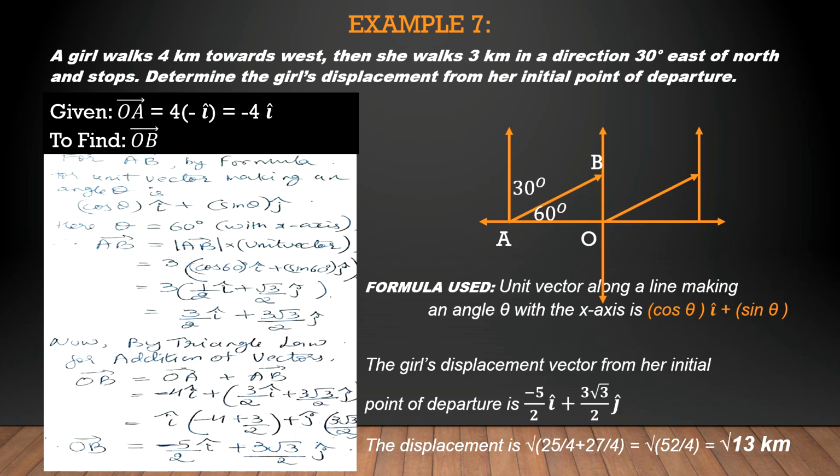By the triangle law for addition of vectors, what is OB? OB is OA plus AB. OA we have seen is minus 4 i, plus AB we have just obtained. When you simplify, we get vector OB as minus 5 by 2 i cap plus 3 root 3 by 2 j cap. Hence the girl's displacement is given by the vector minus 5 by 2 i cap plus 3 root 3 by 2 j cap. And the magnitude of the displacement will be equal to root 13 kilometers.